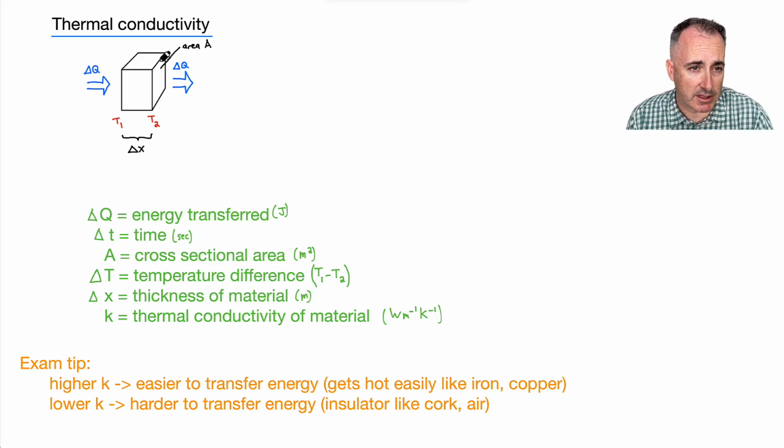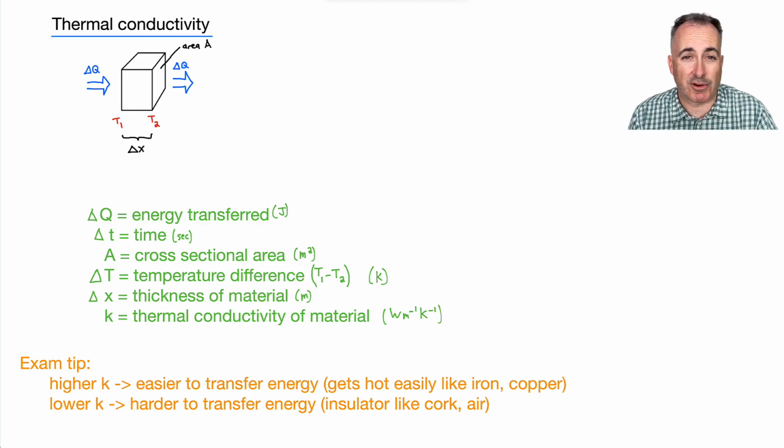That means it's going to be this. Delta T is going to be a temperature difference, which is going to be T1 minus T2, and that's probably going to be in Kelvin, for example. We're going to have a thickness of the material in meters, and we're going to have this property called thermal conductivity. But first, let me write down the equation that governs this behavior.